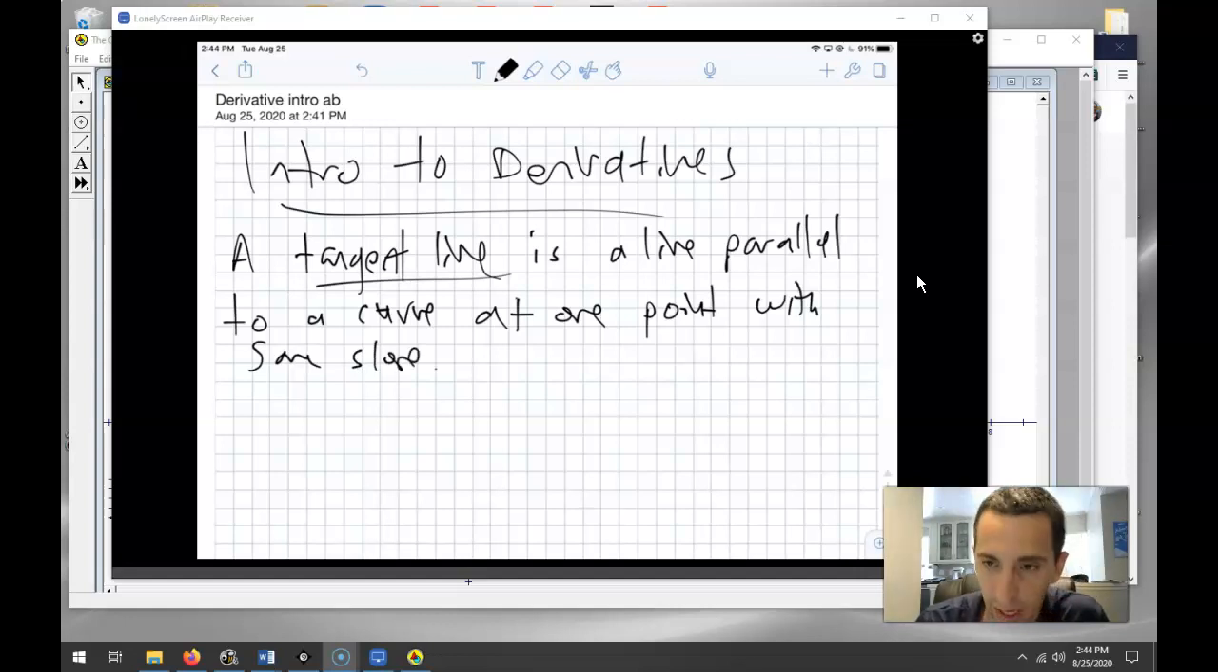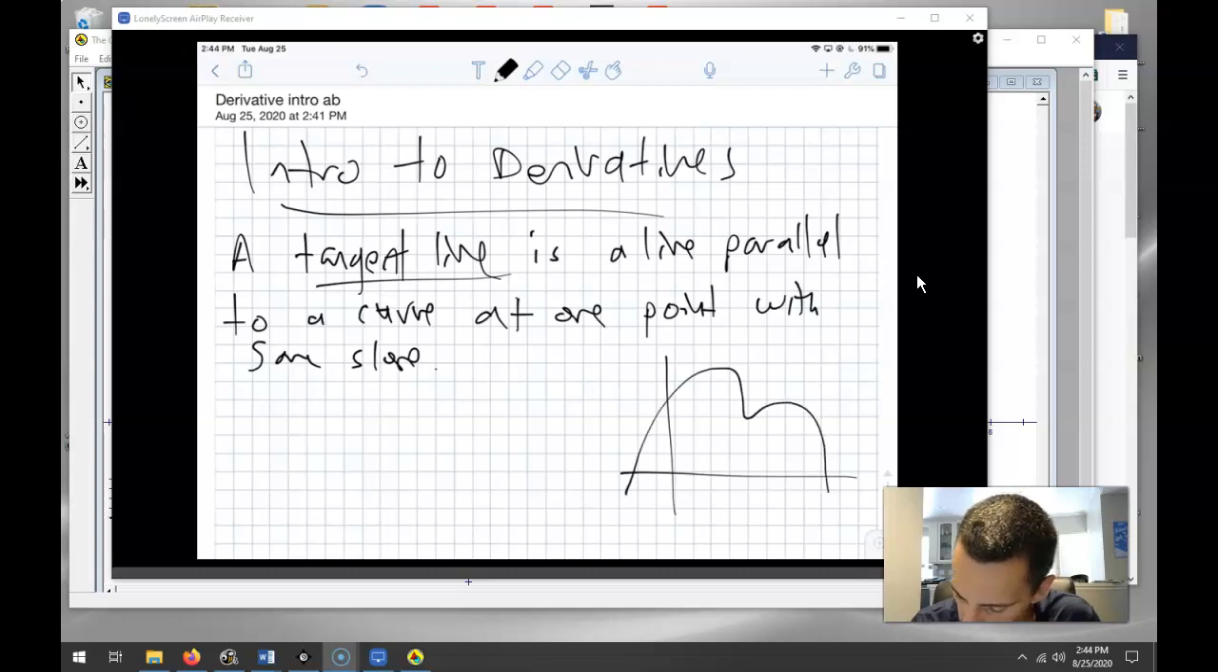So for example, if I have a function which looks like this. Okay, if I just pick a point, say right there, and I draw a line that goes through that point, but kind of like touches the curve just at that one point, that's a tangent line. I can pick a point over here, and I just touch the curve at that one point, that's a tangent line. Okay, and that's actually going to be our goal today, is how do we find the slope of that tangent line? Can we come up with an equation that tells us the slope of that tangent line? Because it turns out to be extremely useful.